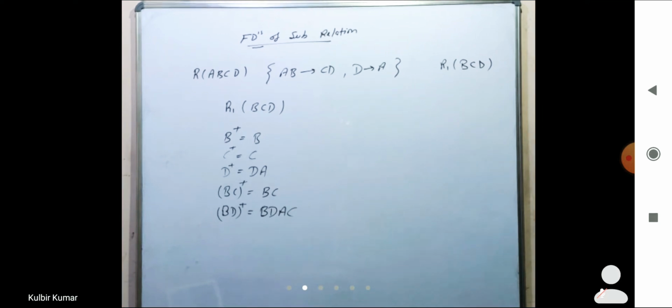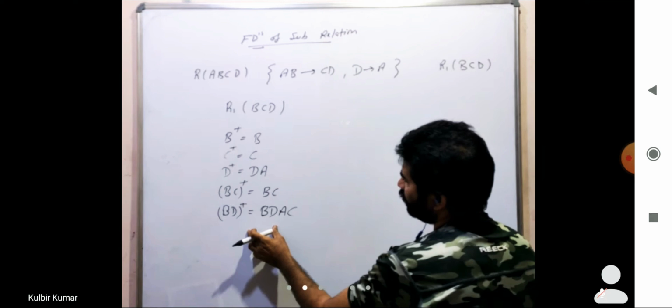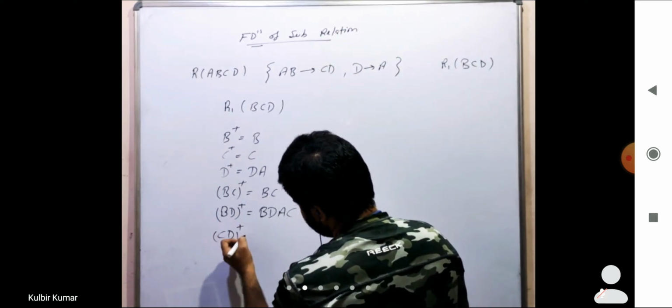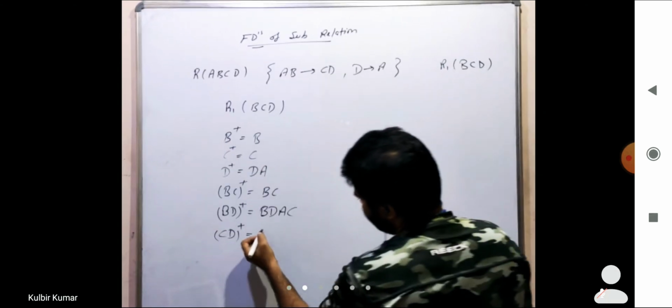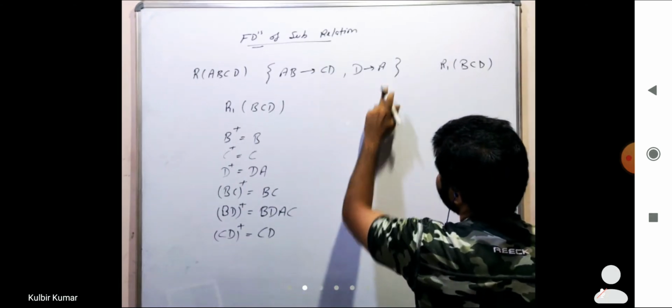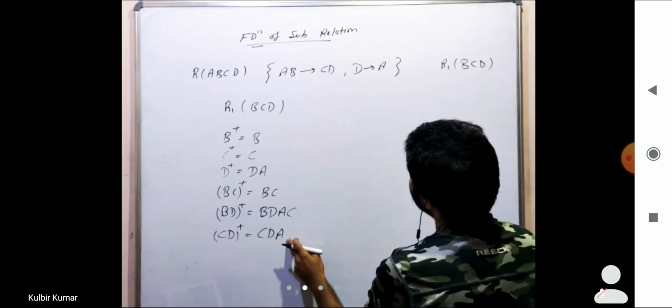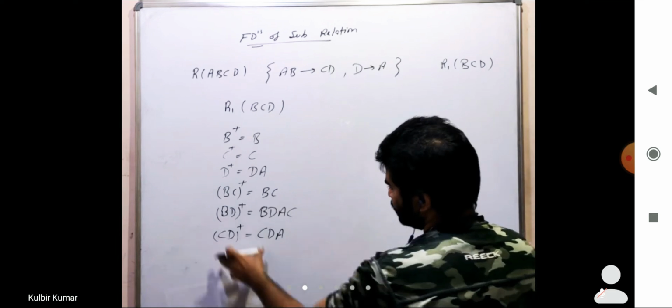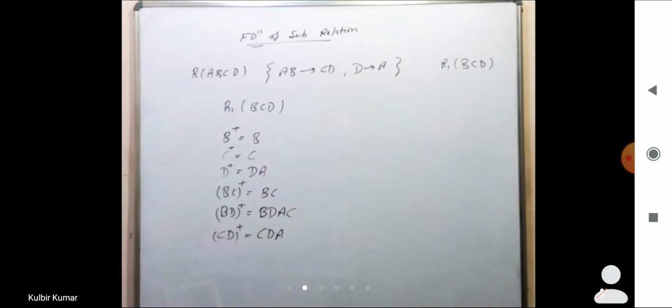Now next thing, what will be the next combination? It is the CD closure. Let me find out. CD closure means CD itself, and with the help of D I can derive A. So it is CD and A. Further can I derive anything? No, I cannot derive. So this is the CD closure.